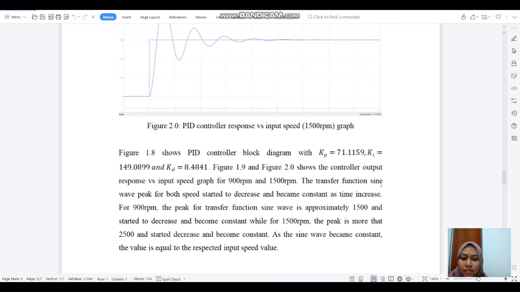The transfer function sine wave peak for both speeds started to decrease and became constant as time increased. For 900 RPM, the peak for transfer function sine wave is approximately 1500 and started to decrease and become constant, while for 1500 RPM, the peak is more than 2500 and started to decrease and become constant. As the sine wave became constant, the value is equal to the respective input speed value.